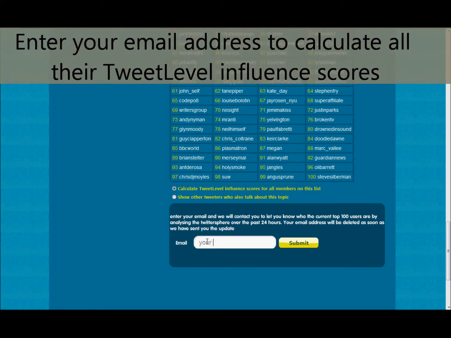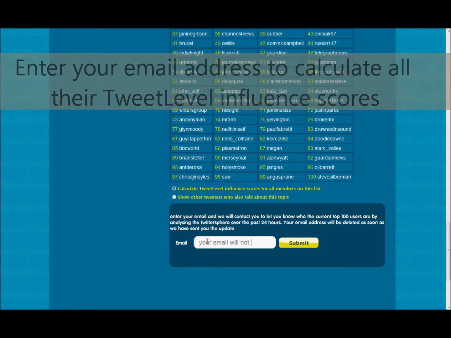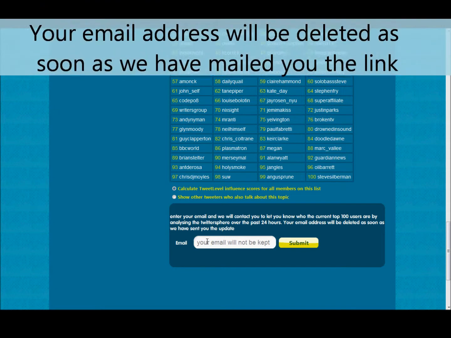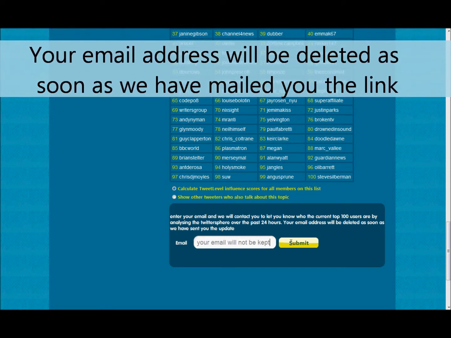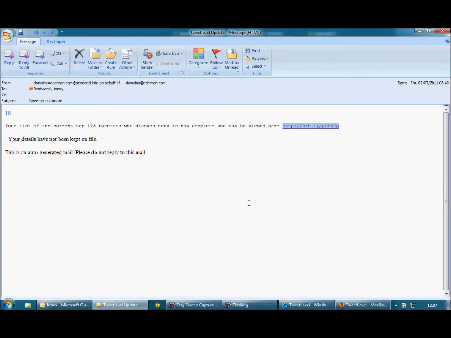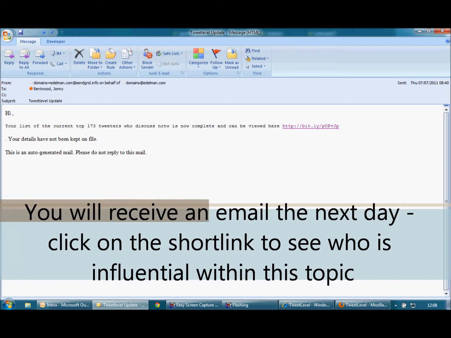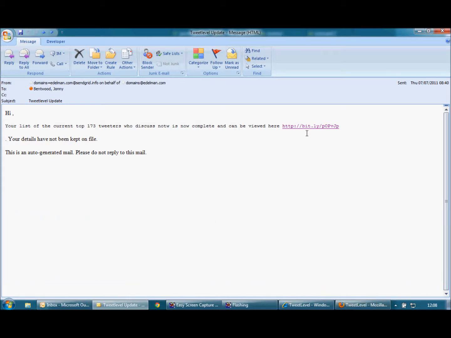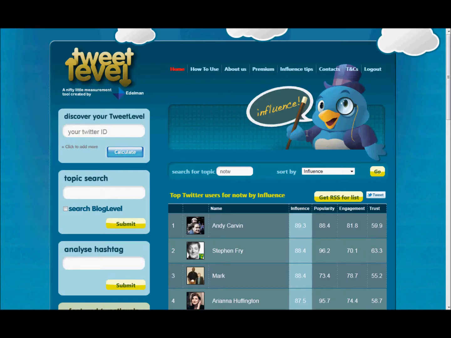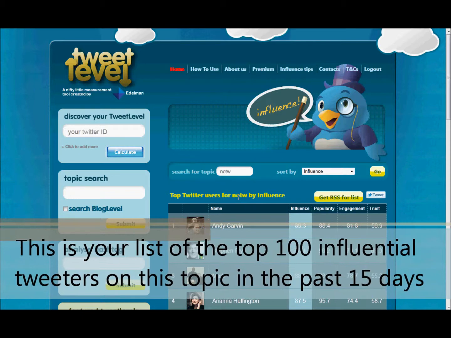We can type our name into the email box, and I need to stress we will not keep anyone's email address. It's now going to import all of these 100 names, and we will get a link via an email sent to you, which you can click on to see what the TweetLevel influence scores of these people are. Now when you click on this link, it will take you back to TweetLevel, and it will show you the scores as calculated by a metric that looks at 40 different aspects in the algorithm. And as you can see, it ranks these 100 people according to their TweetLevel influence.